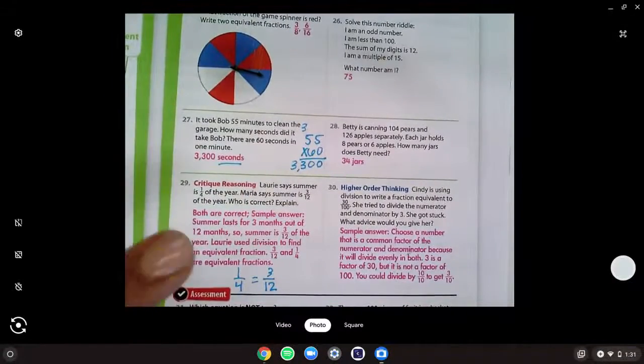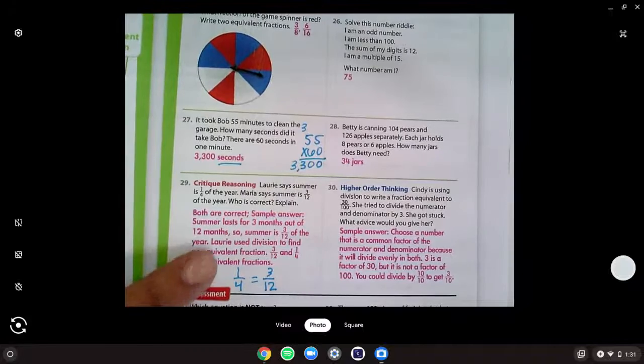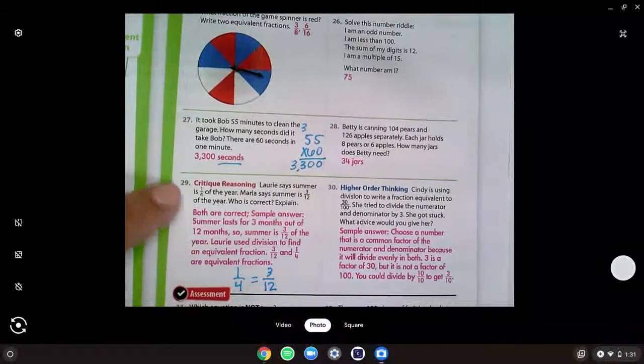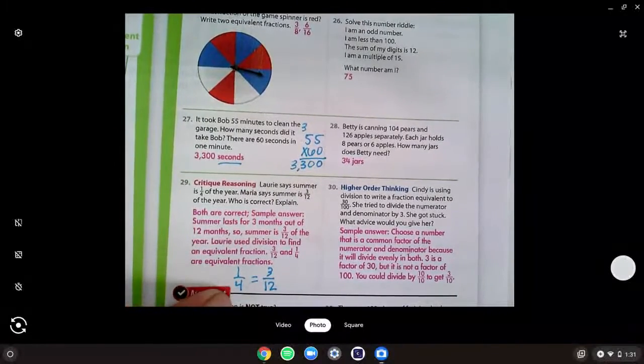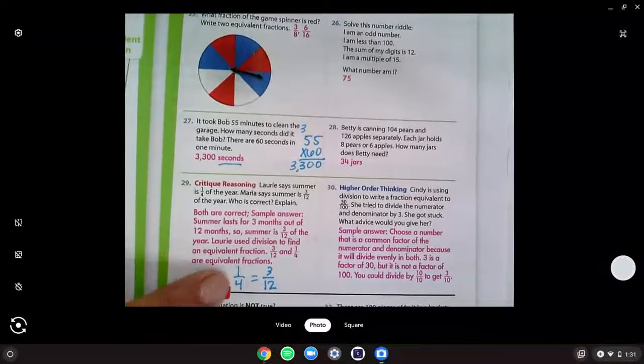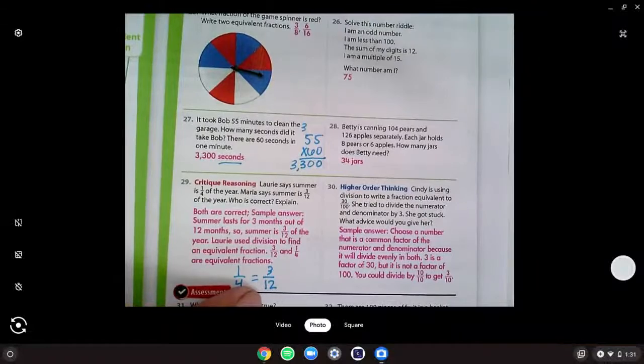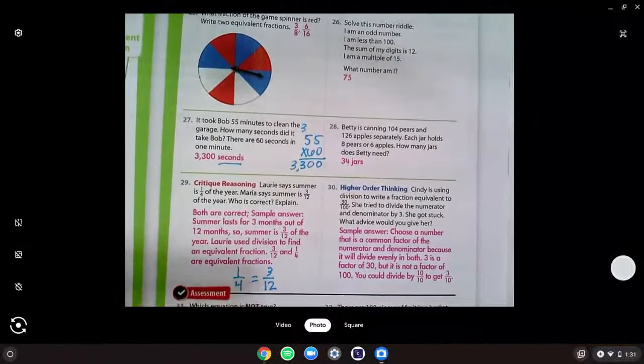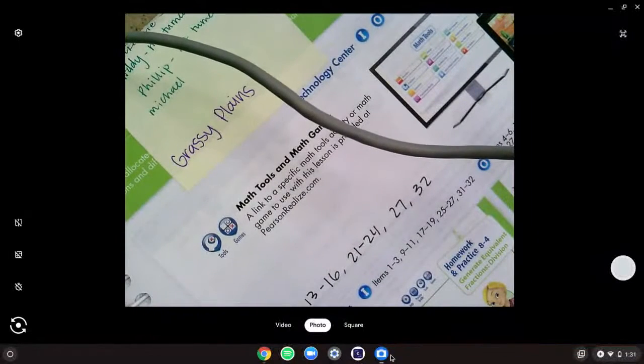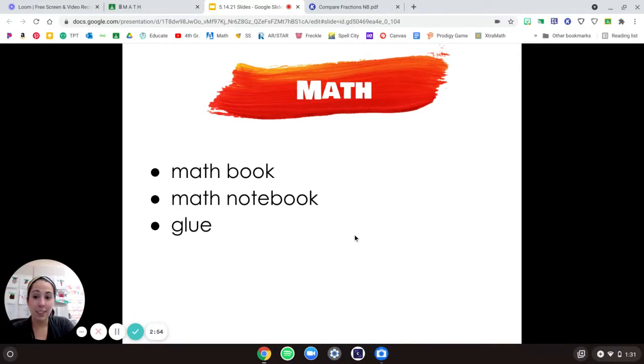All right, then down here, you should have known that they were equivalent because 1/4 could be thinking of 1 of 4 seasons or 3 of the 12 months. And they are equivalent to each other. 1/4 equals 3/12. So we know that both of them are right. All right, so that was our homework.